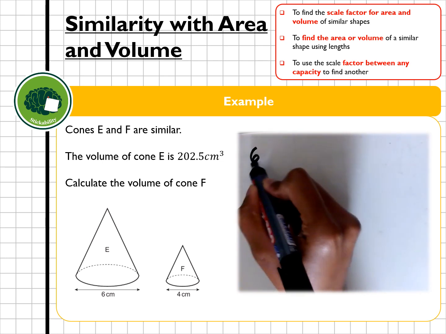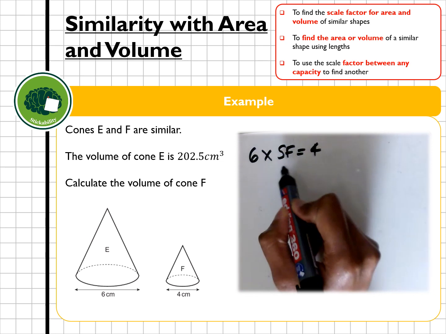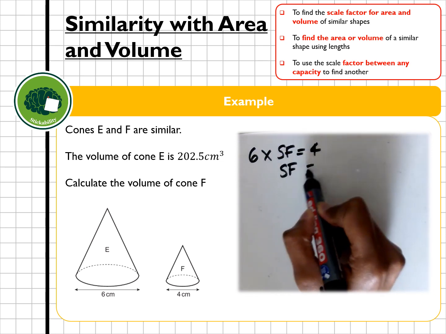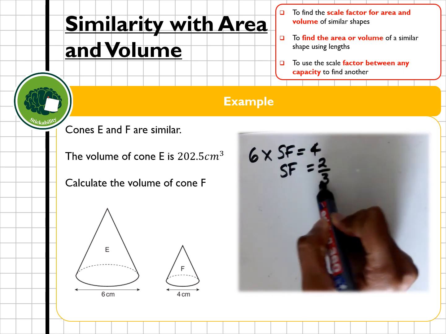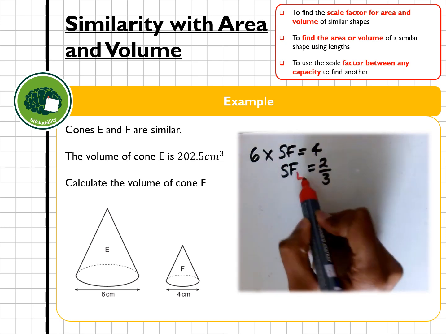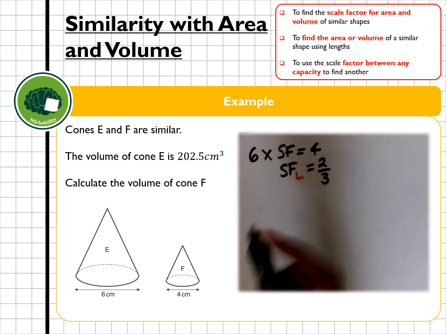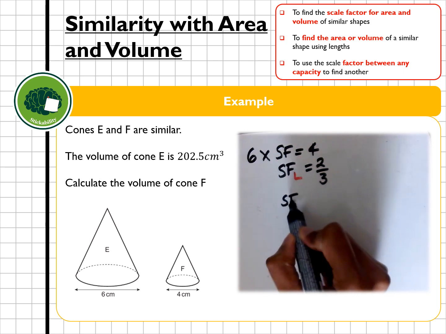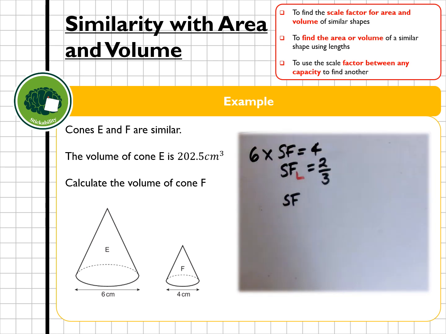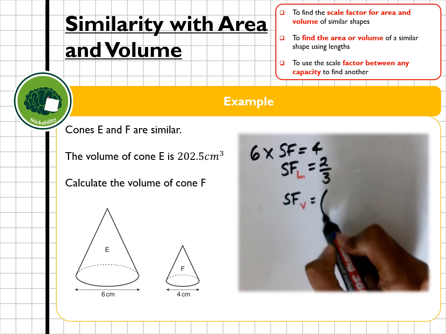We want 6 times our scale factor to give us 4, which means our scale factor is 2/3. Now it's important to note that that is only our scale factor for length. So I'm going to write an L here to remind myself. I want to work with volume, so I need to work out the scale factor for volume.